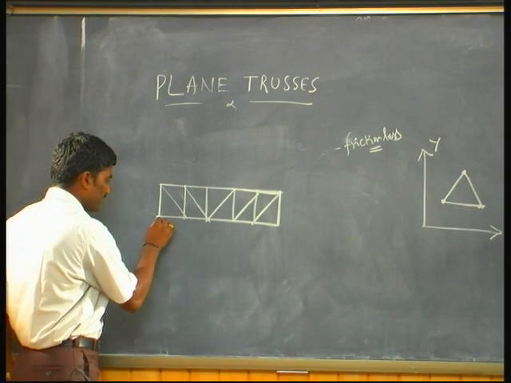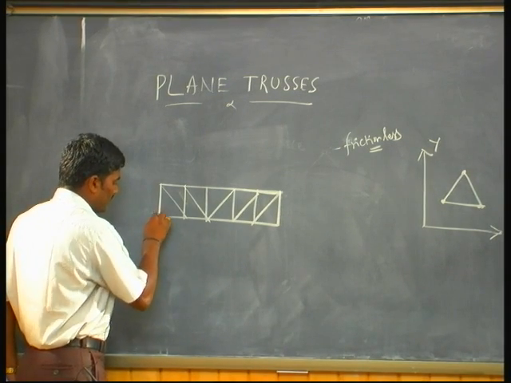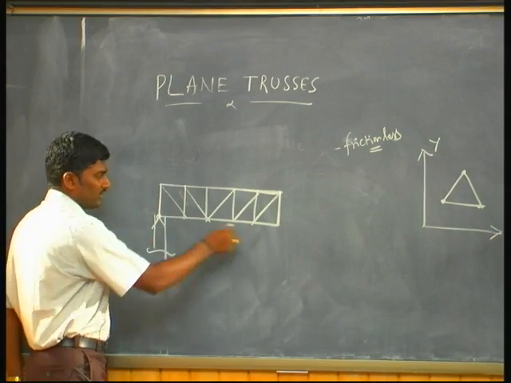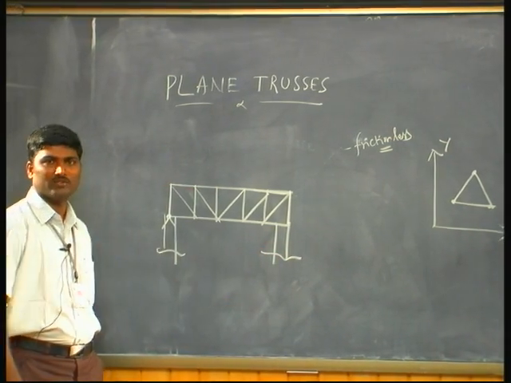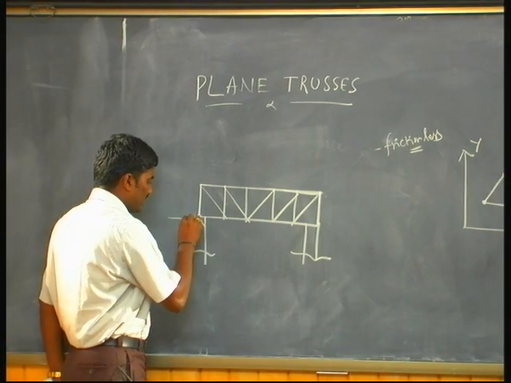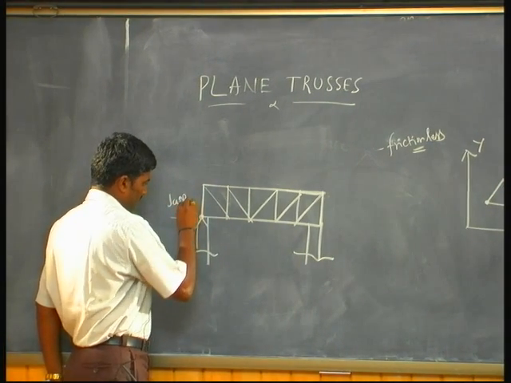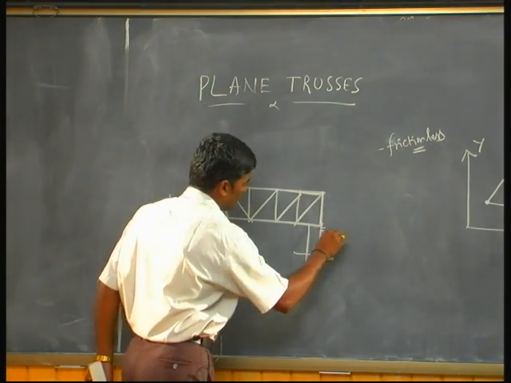Okay, so this is supported generally by a column. We support it by two columns. So these are the supports. This is another support.